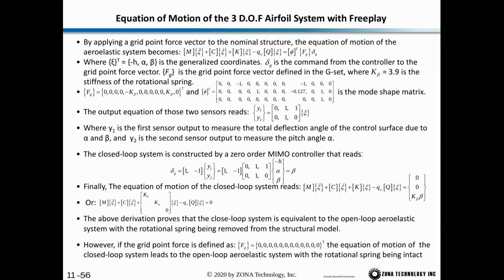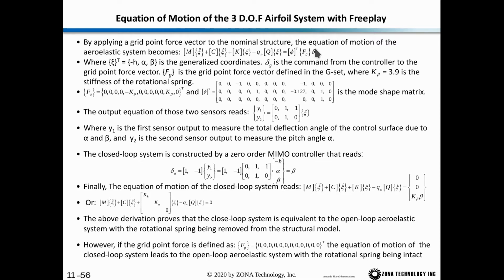So we'll review the equations of motion here. By applying a grid point force vector to the nominal structure, the equation of motion of the aeroelastic system is now given by this equation, where c are the modal coordinates, which are minus h, alpha, and beta. These are the generalized coordinates.